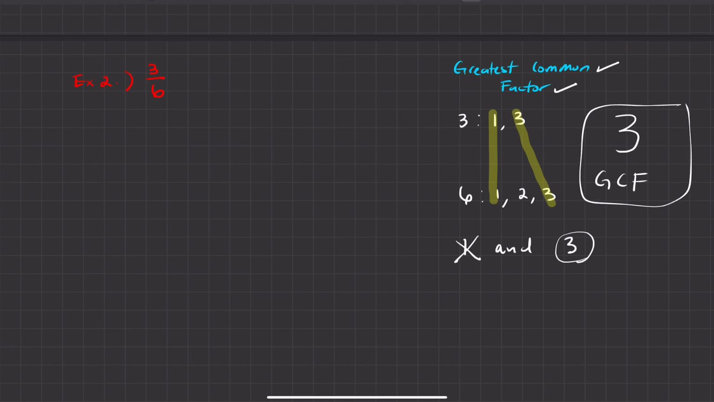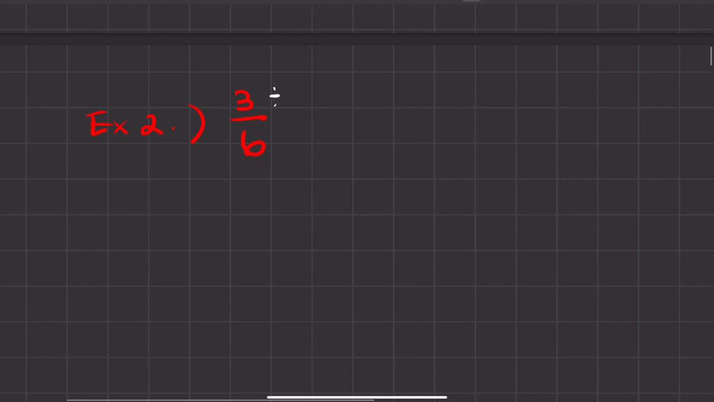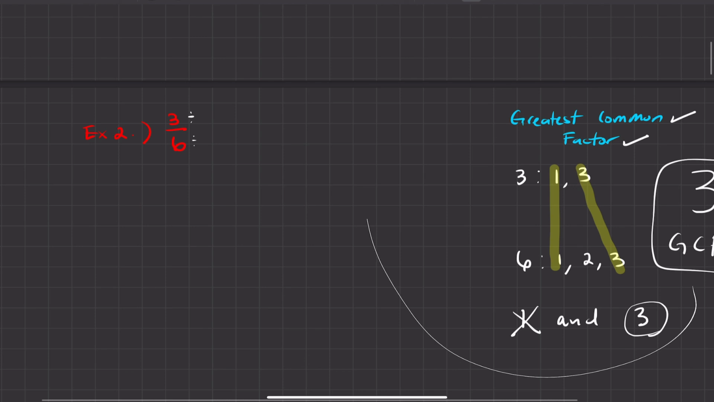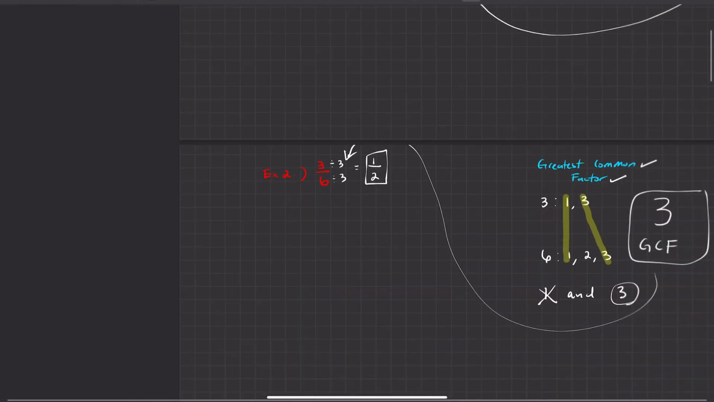So now I'm going to go back to my problem. I'm going to divide, introduce the GCF here, in here, and say, okay, 3 divided by 3 is 1. 6 divided by 3, I'll put that in the calculator, is 2. Okay, so the answer is 1/2. Okay?